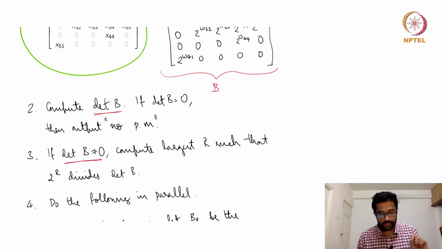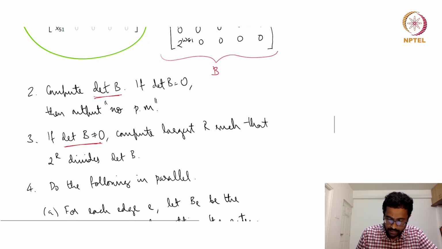Now the goal is not to decide whether there is a perfect matching or not. The goal is to output the perfect matching. So let's see how we do that. Now compute the determinant.